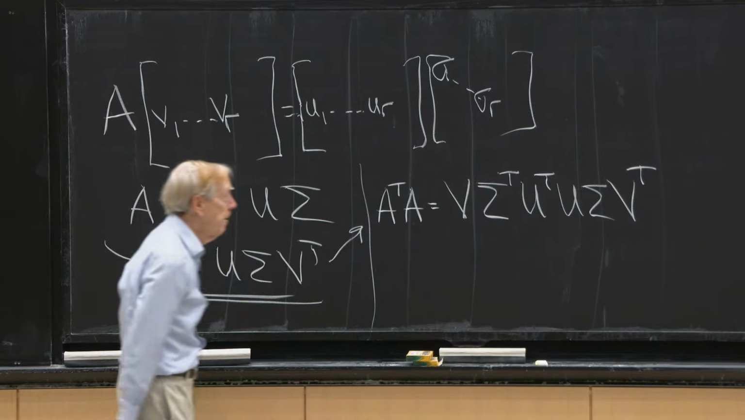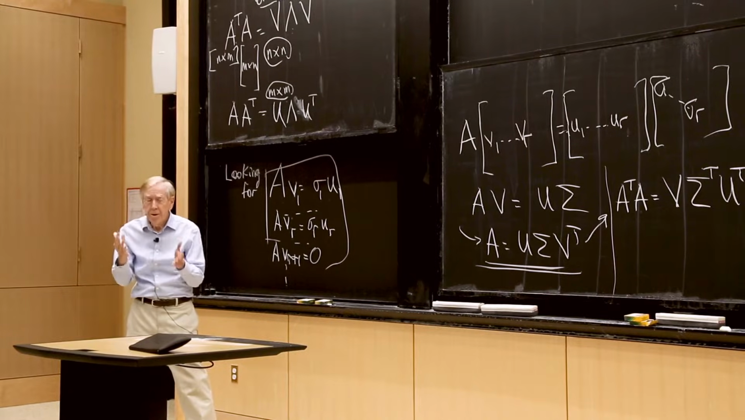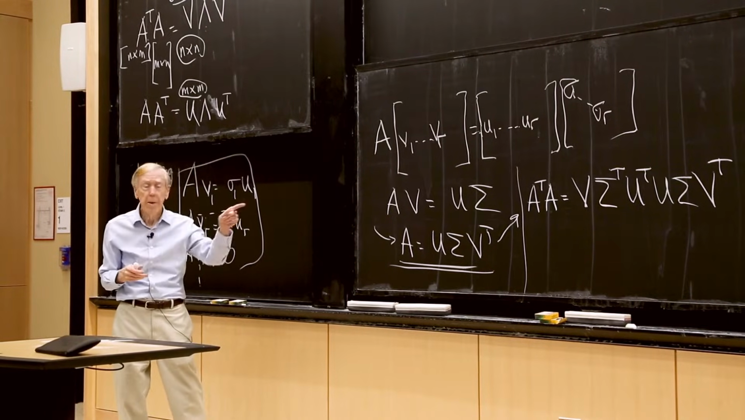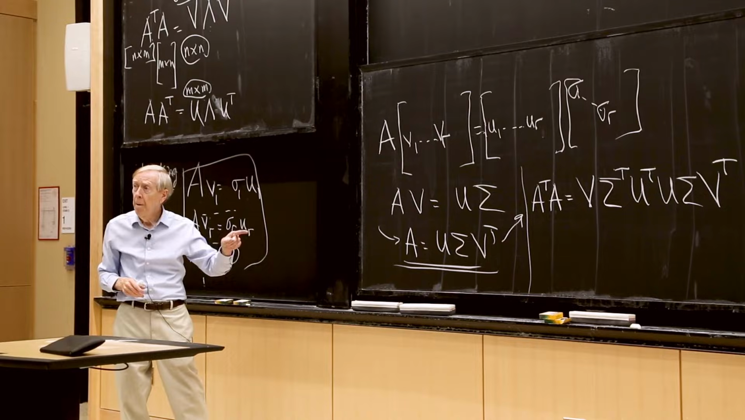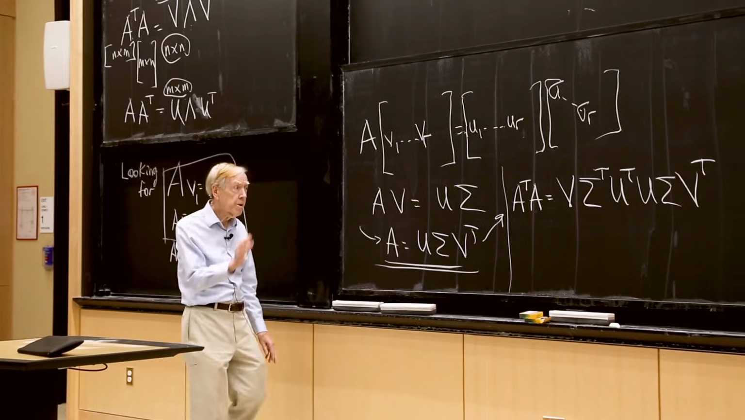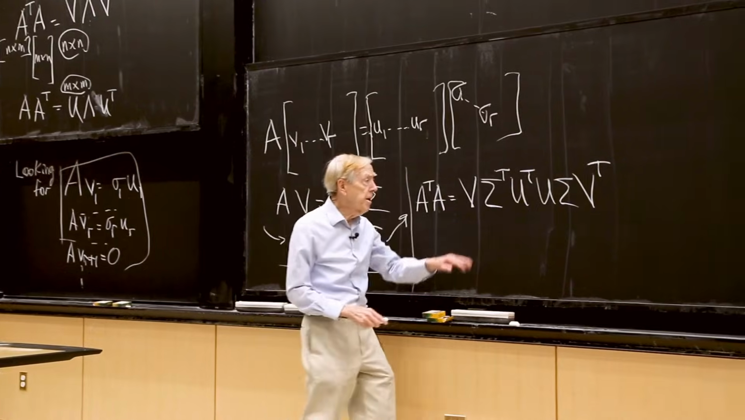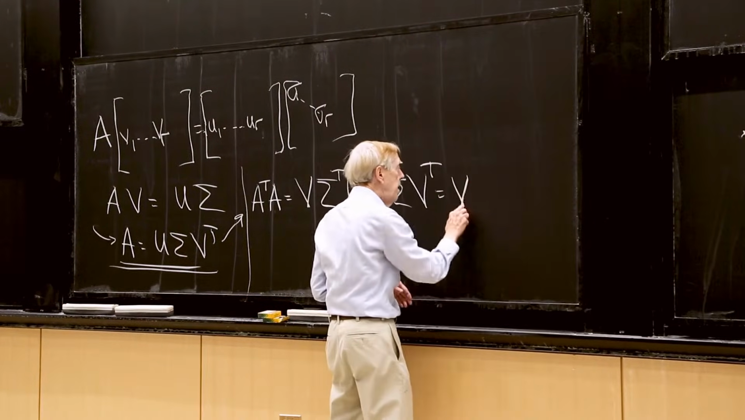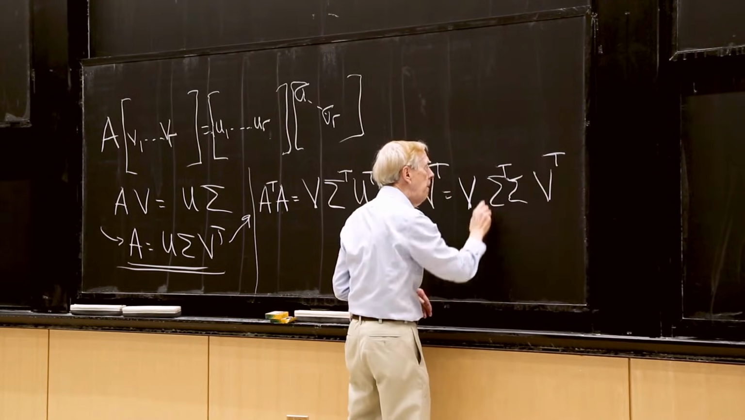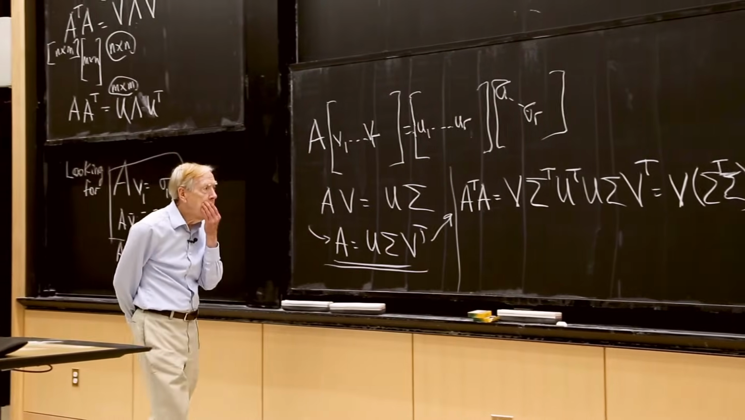So why did I do that? Why is it that A transpose A is the cool thing to look at to make the problem simpler? Well, what becomes simpler in that line just written? U transpose U is the identity, because I'm looking for orthogonal, in fact, orthonormal U's. So that's the identity. So this is V sigma transpose sigma V transpose. And I'll put parentheses around that because that's a diagonal matrix.